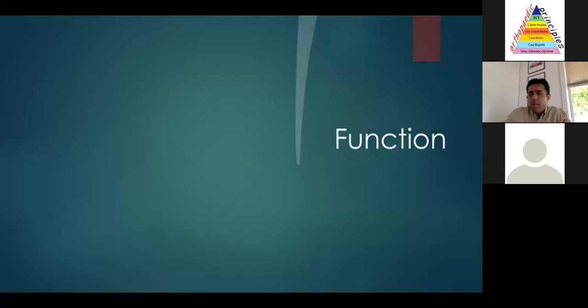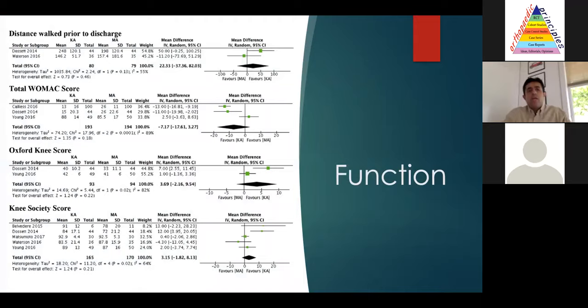But if you look at distance walked, if you look at some of the other scores like the Knee Society, Oxford Knee Scores, WOMAC scores, which focus more on the function, there seems to be very little difference, because this diamond, this black diamond, seems to cross that threshold of zero, which is the boundary between a kinematic and a mechanically aligned knee.